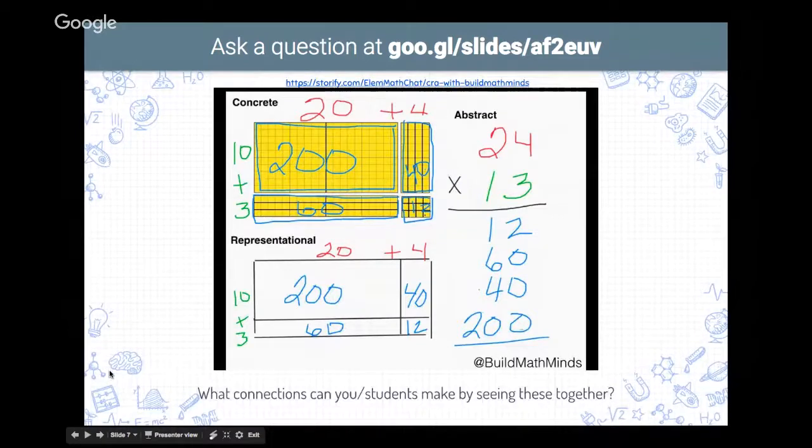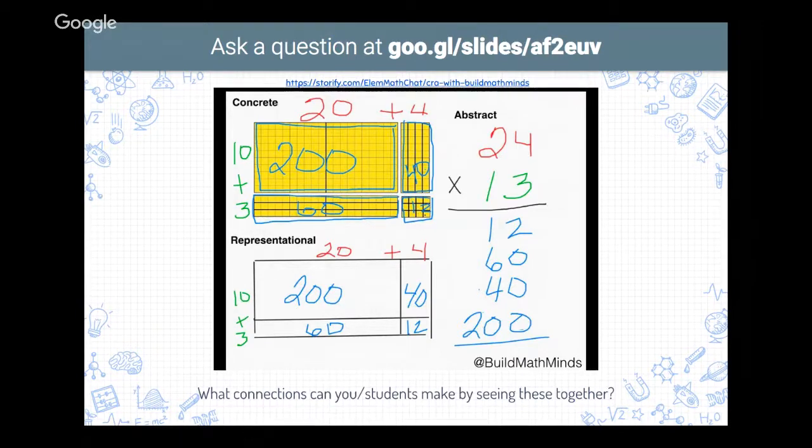So here was one example that was posed to me recently and I thought was really helpful. In this example, the teacher put up all three representations together. So here's the concrete representation. These are our base 10 blocks, right? It would be nice if we had these on the desks and we were making this model with our base 10 blocks. Here's the representational, an area model, next to the abstract model, the algorithm, right? And so all three of these were projected together, and the question was, what connections can you make by seeing all three of these together?